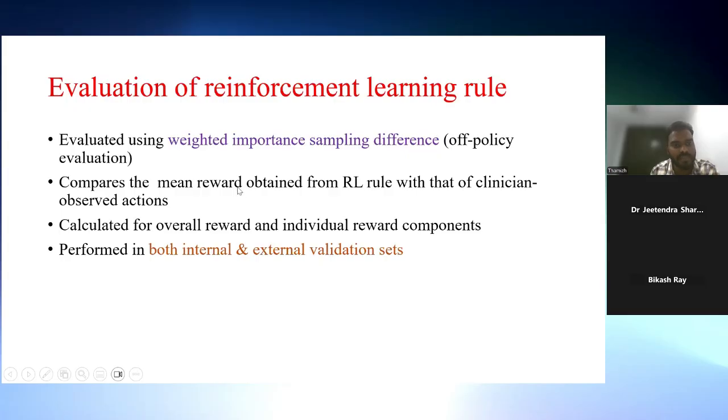So they compared the mean reward of the data from the RL rule and that of the clinician observed actions. They did this for both the internal validation set and the external validation set, and they also compared the overall reward along with the individual reward components, which I mentioned earlier.